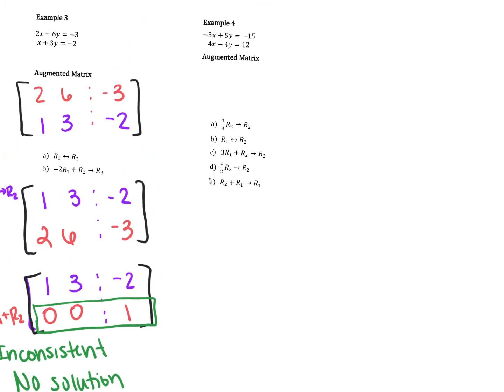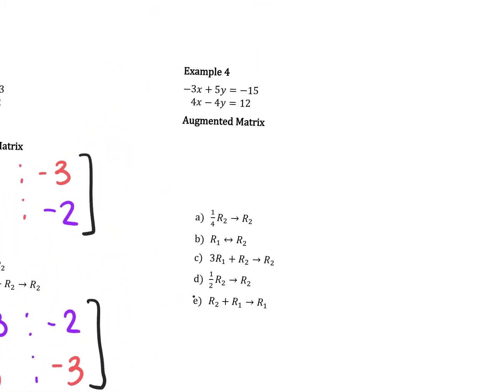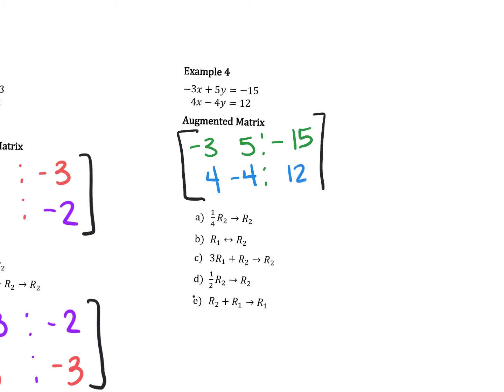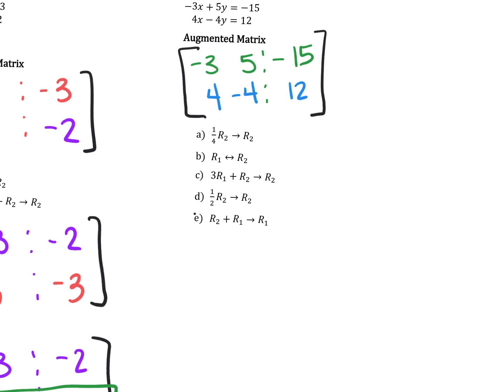So look at the next example. And again, we're going to start off by writing the augment. So here my augment is -3, +5, -15. And then I have 4, -4, and then +12. So again, I want to get a 1 sitting up here, and right now I don't have any 1s on the diagonal. So the first thing to do is to multiply 1/4 times R2. That's because all these numbers down here have a 4 in common, and dividing by 4 is going to put a 1 here.